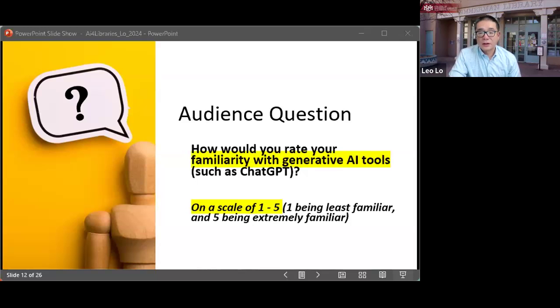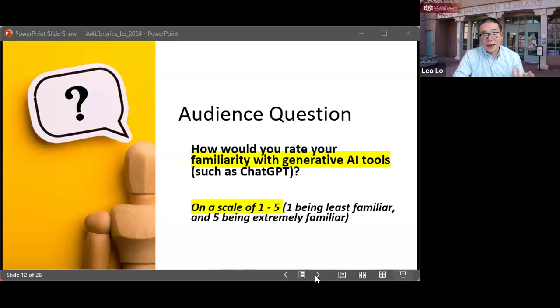If you can see the audience, a third of you think you're very familiar with it. Almost half of you are neutral, and almost 20% of you are not that familiar. Good.